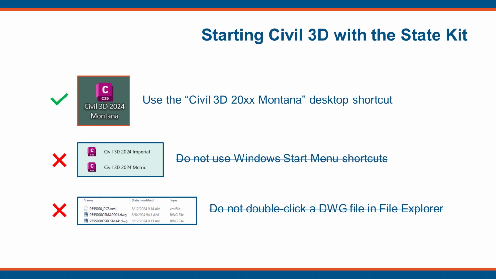After installing or updating the State Kit, to access the State Kit content and functionality, a user must start Civil 3D by using the Civil 3D Montana desktop shortcut. Starting Civil 3D using any other method will not load the full State Kit functionality.